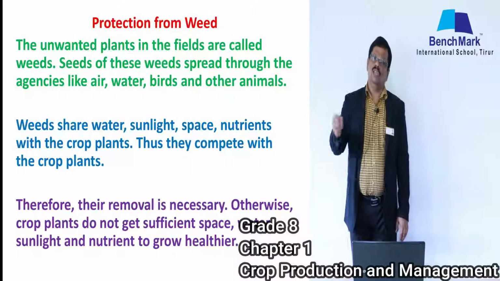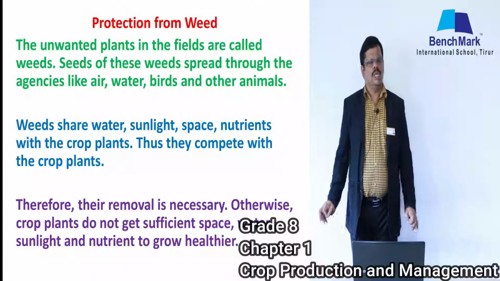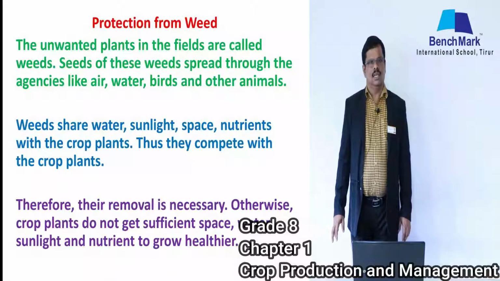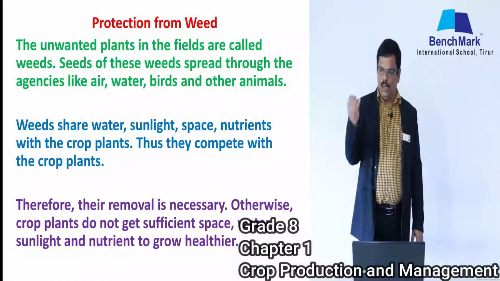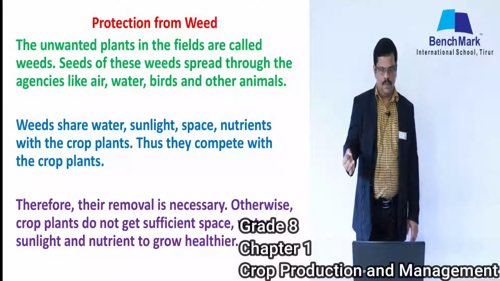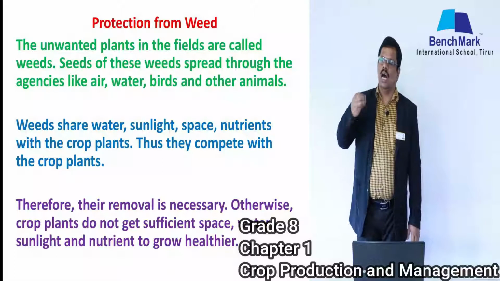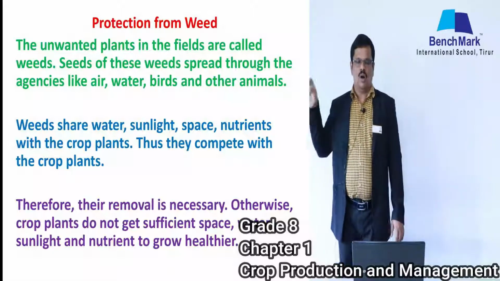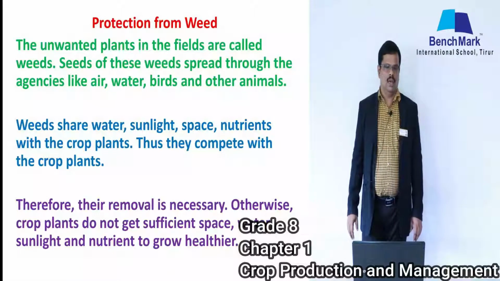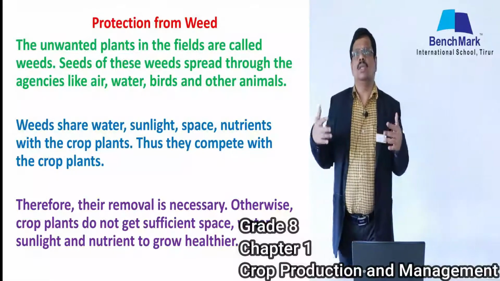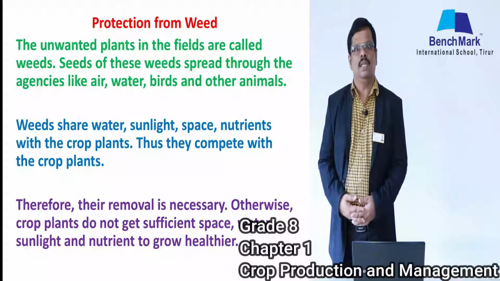Okay, and how do these weeds come actually? Can anyone think how it comes? Yes, it can come through various agents like wind, water, animals, birds. So these are the agents who bring and drop the seeds of the weeds and make them grow there. Okay, then you will be thinking, what is the problem if the weeds are there? Yes, there is a problem. You know what happens?